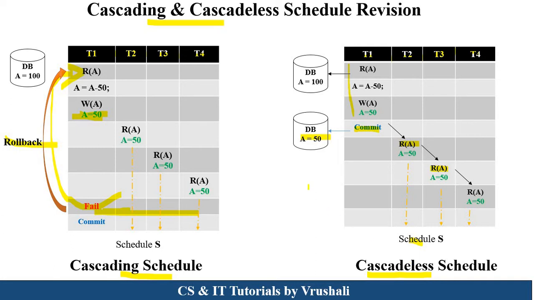In your exam they will ask you to identify whether a particular schedule is cascading or cascadeless. When after commit of T1 a read operation is present, this is called a cascadeless schedule. And this particular schedule generates some problems, meaning after commit only a read operation is performed, not a write operation. So this problem is solved by the strict schedule. Clear? Next.